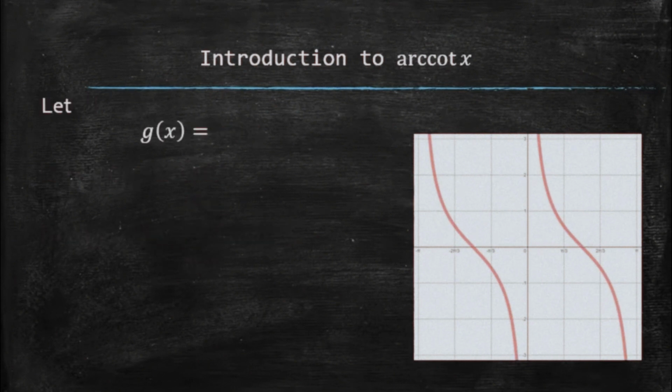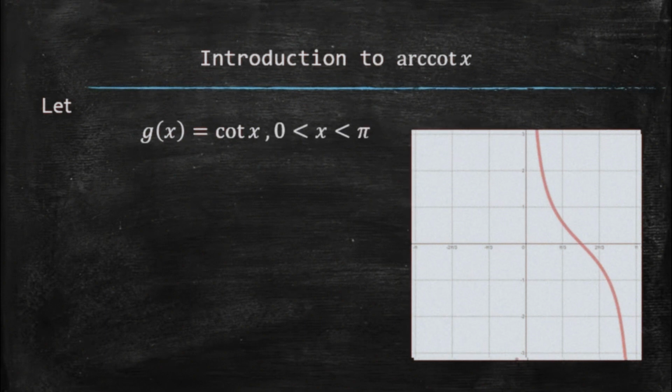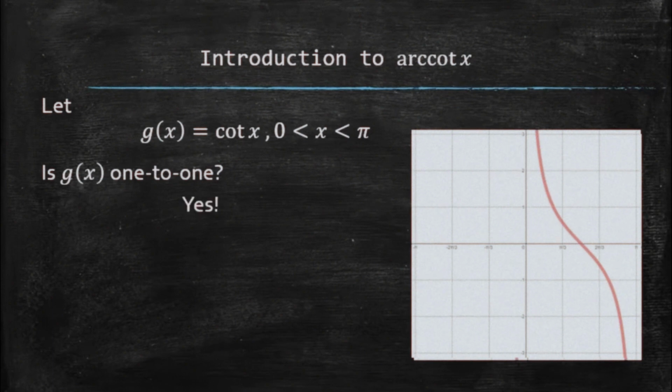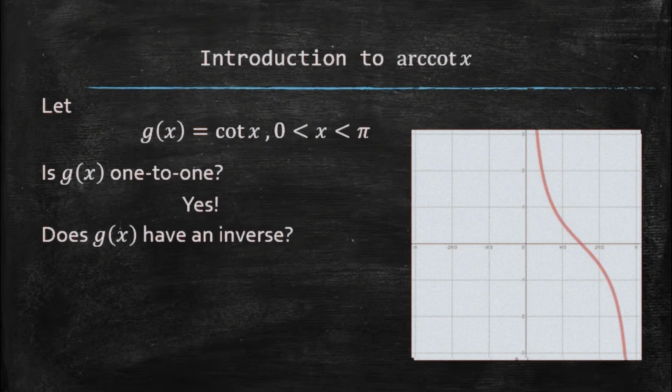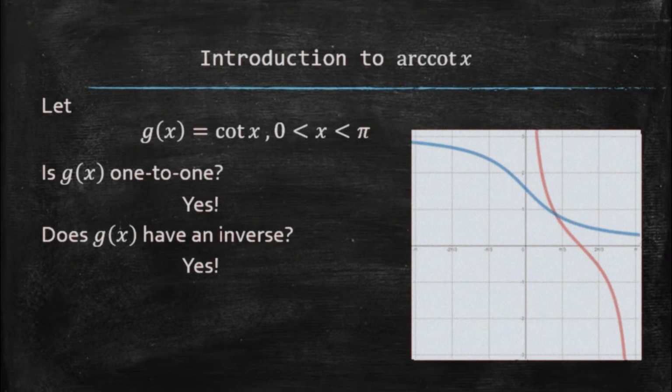Now, let's make a new function, g of x, from the cotangent of x function by restricting the domain of the cotangent to the open interval between 0 and pi. Is this function 1-to-1? Yes, because it passes the horizontal line test. Does this function have an inverse? Also yes, because all 1-to-1 functions have inverse functions. And here's what it looks like.